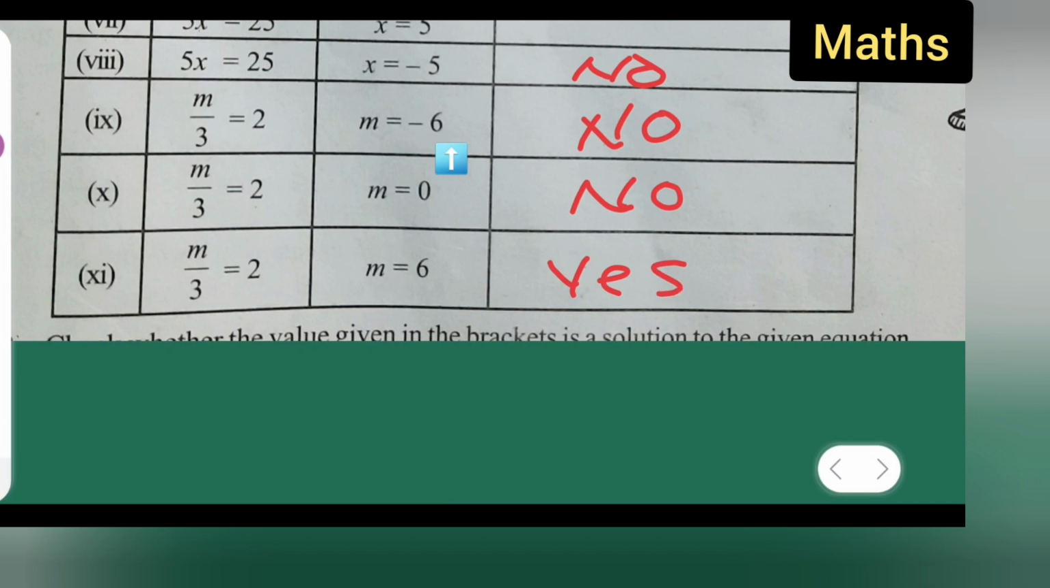Okay, why is it so? Because see, if it is m upon 3 is equal to 2, which means that m is equal to 2 multiplied by 3, you should get the answer to be 6. So here, are you all getting 6 over here? No. Here you all are getting it. So it is satisfying the equation. So you have to say it is S. Okay, so you all can take down this.